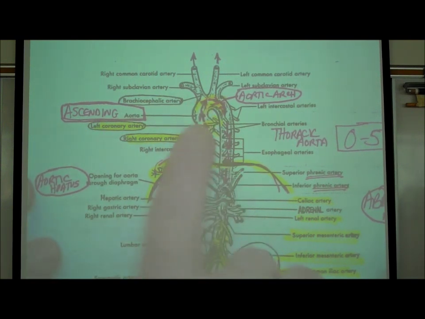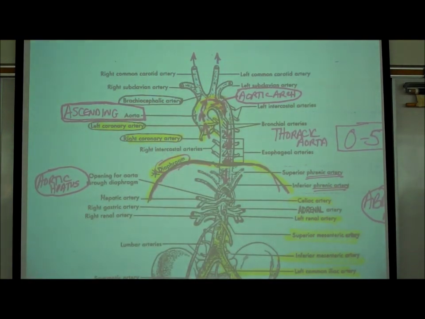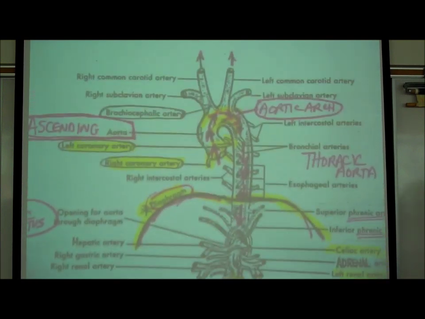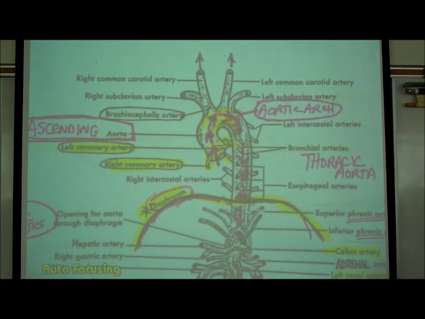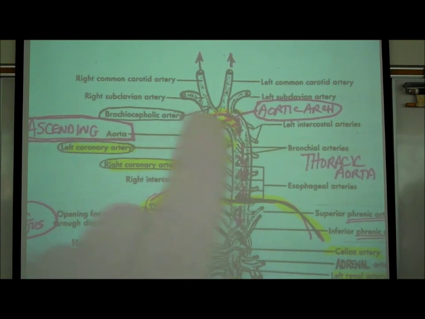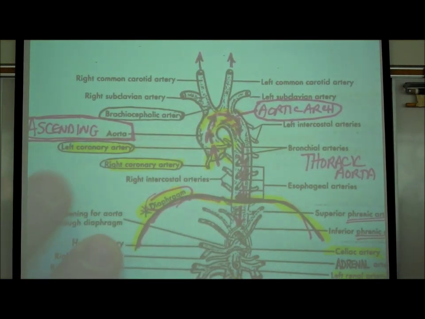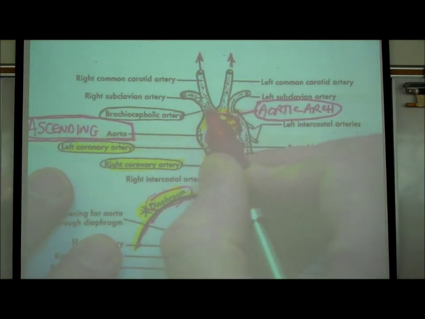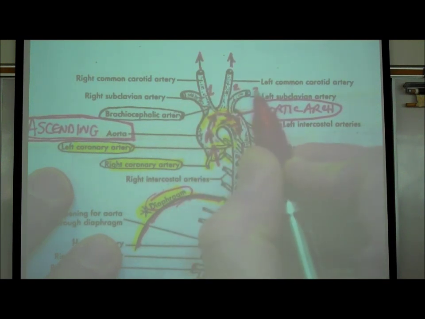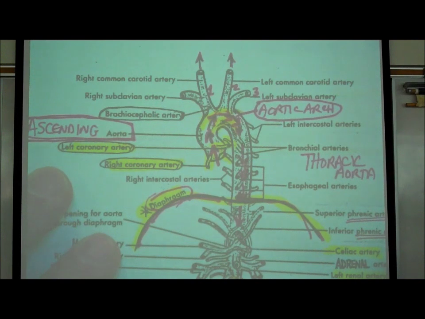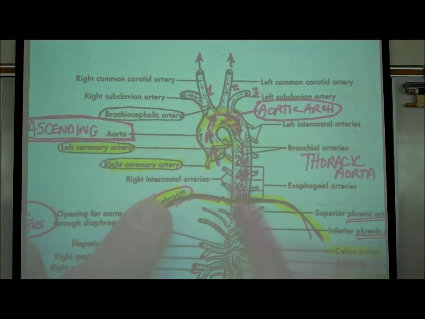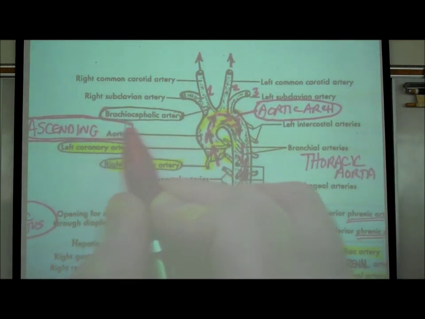Now, where the aorta bends or forms an arch, in us humans, there are three arteries that branch off the aortic arch. You can see them. Here's the first one, number 1, number 2, and number 3. Those are the three arteries. The first one is called the brachiocephalic artery.